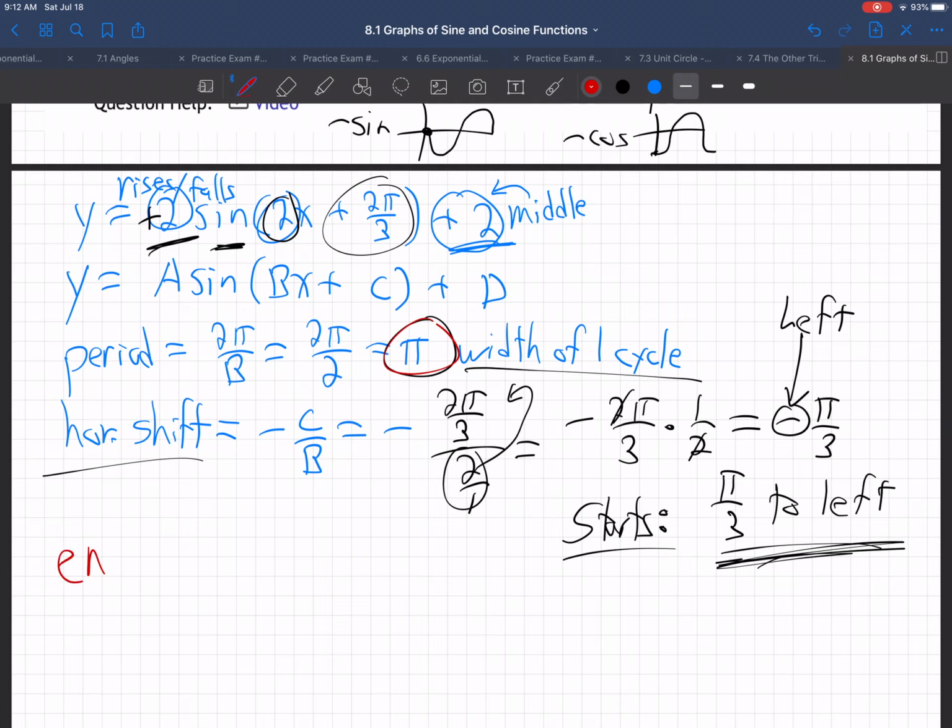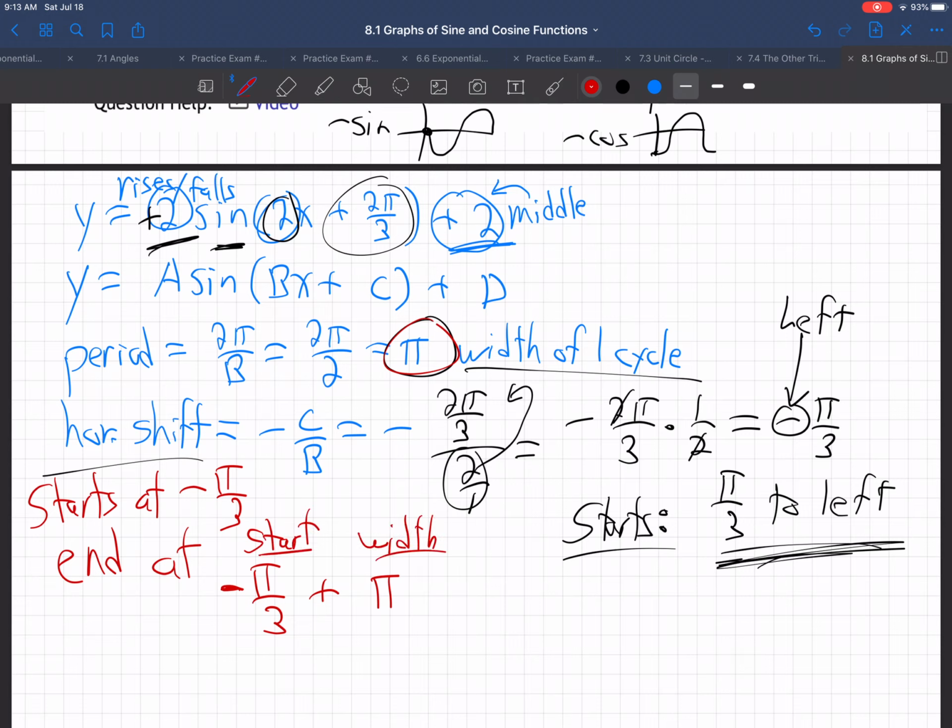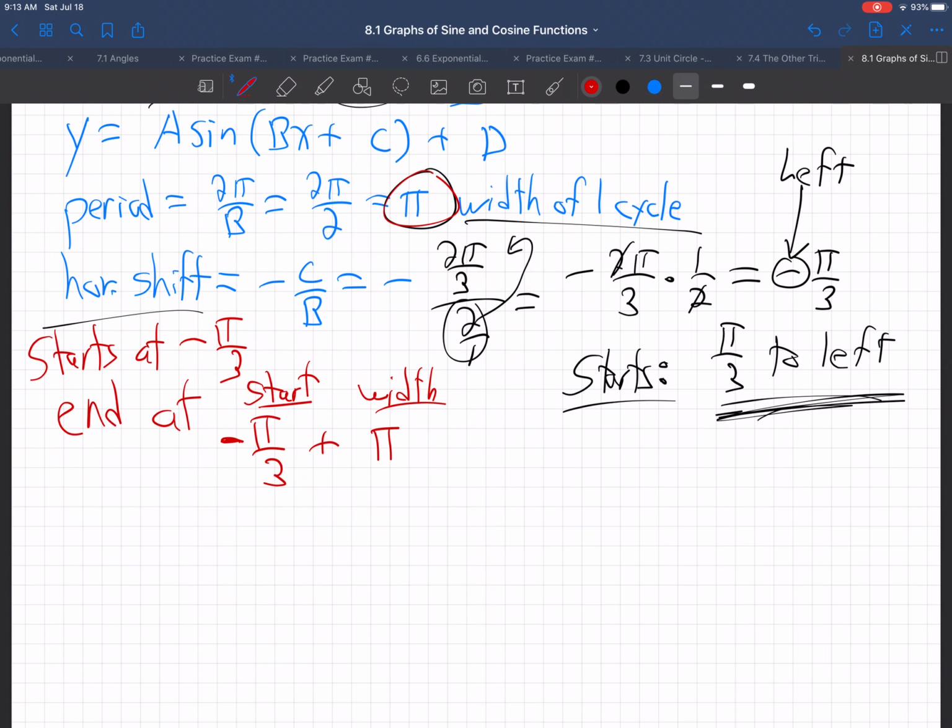Well, where's that going to be? This graph starts at negative pi over 3. It'll end at the starting point plus the width. Is that making sense? It starts at minus pi over 3 and it has a total width of pi, right? Because that's the period. The period is the width of one cycle. So one cycle will start at minus pi over 3 and go a width of pi. So if we add those up, we'll get where it ends.